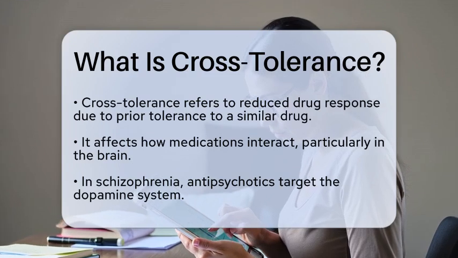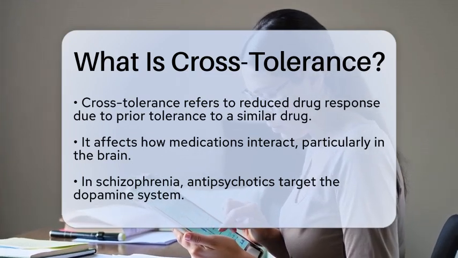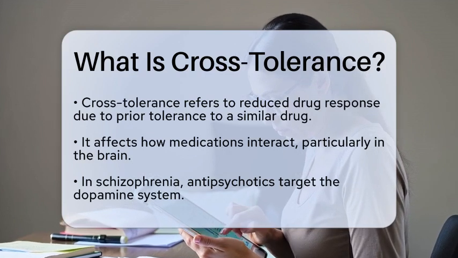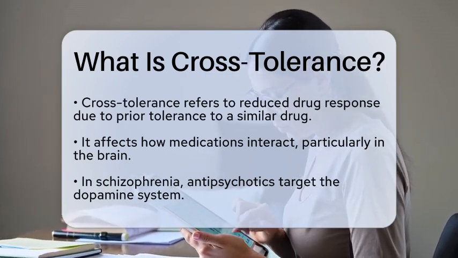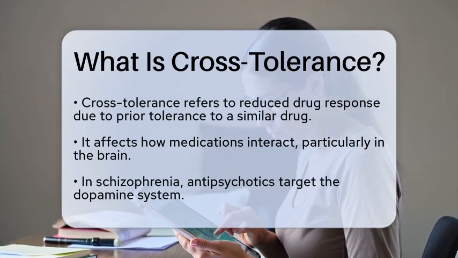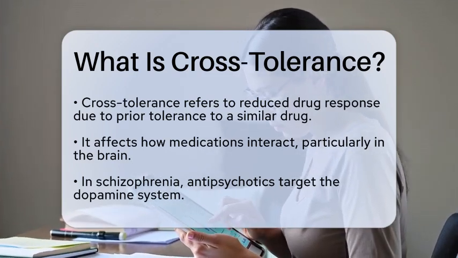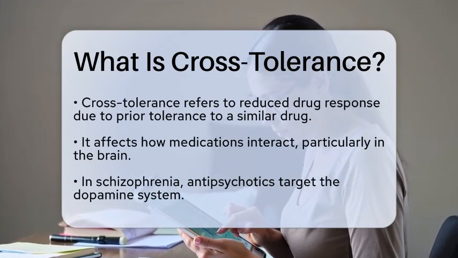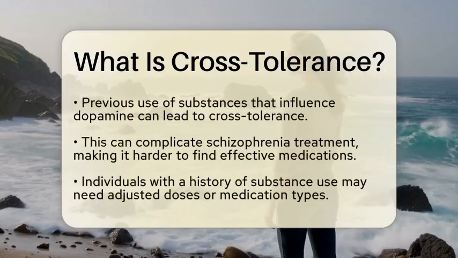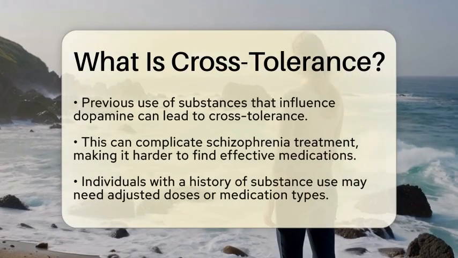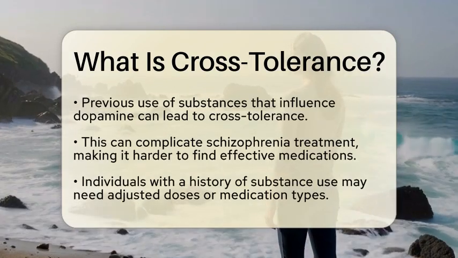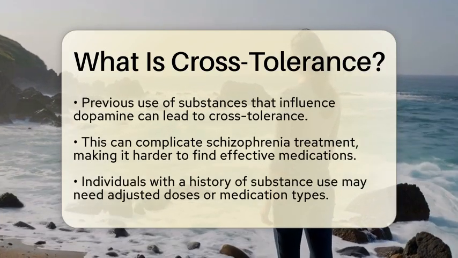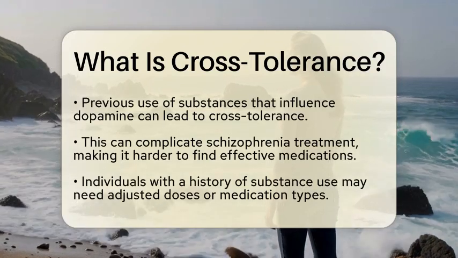In the context of schizophrenia, understanding cross-tolerance is important. Many medications used to treat schizophrenia, known as antipsychotics, act on the brain's dopamine system. If someone has used other substances or medications that also influence dopamine, like certain stimulants or even other antipsychotics, they may develop a reduced response to new antipsychotic medications. This is a clear example of cross-tolerance in action.